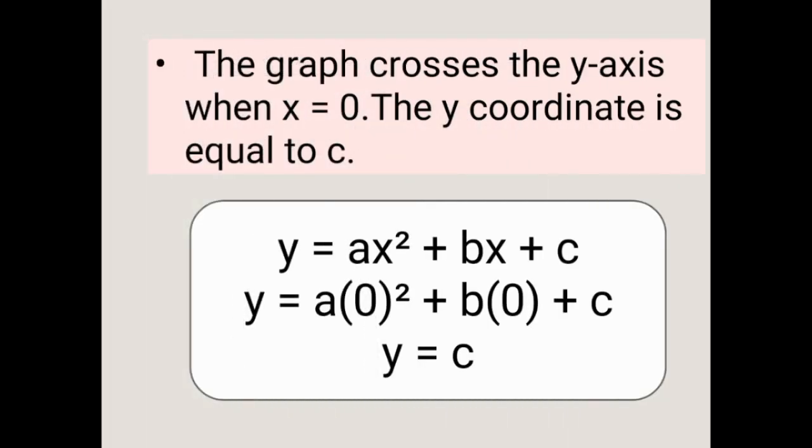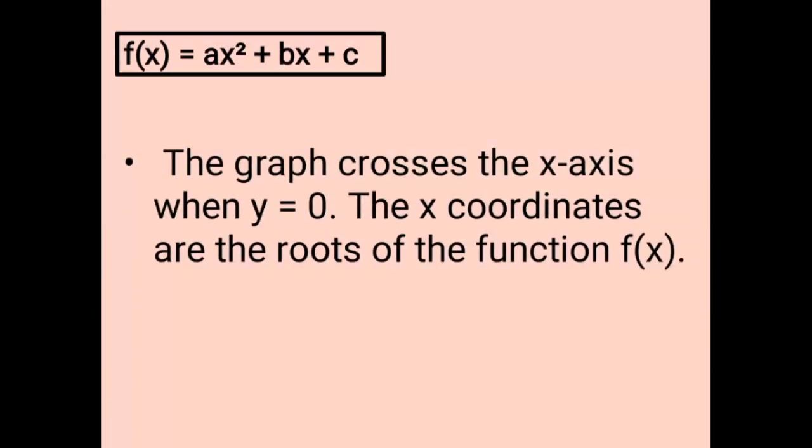The graph crosses the y-axis when x equals 0. So when x equals 0, the y-coordinate is equal to c. And the graph crosses the x-axis when y equals 0. So the x-coordinates are the roots of the function f(x).